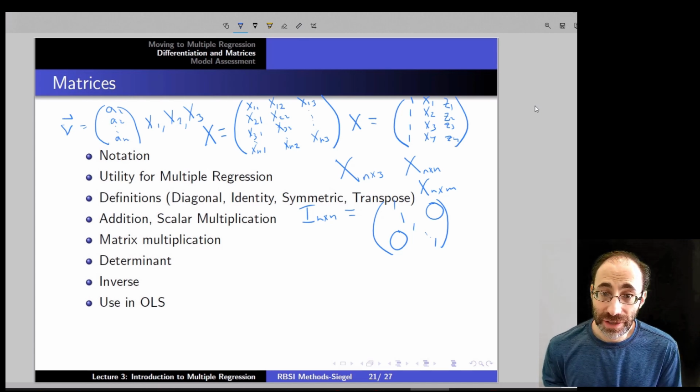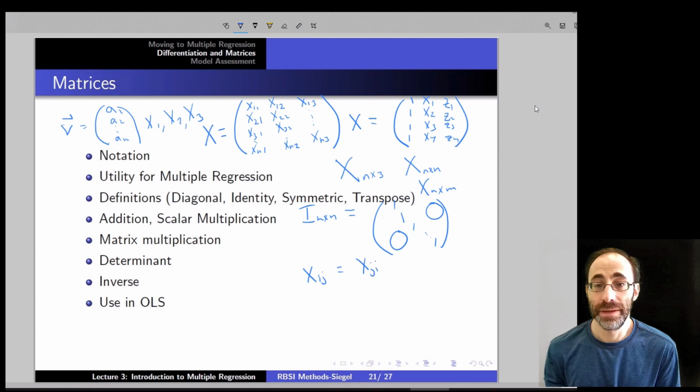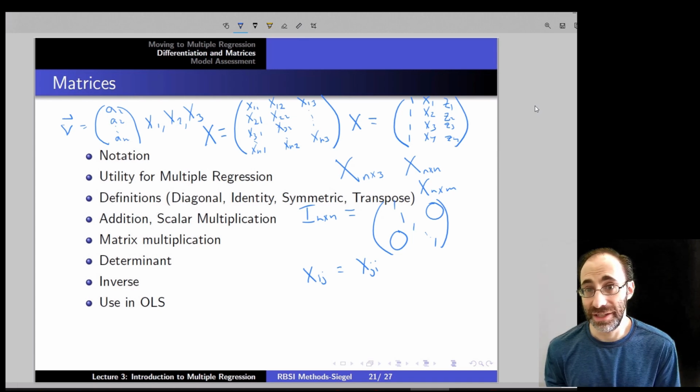A symmetric matrix is one in which all of the elements ij are the exact same as the elements ji. The identity is symmetric because everything ij is 0 when i doesn't equal j, and everything ji is 0, so 0 equals 0.